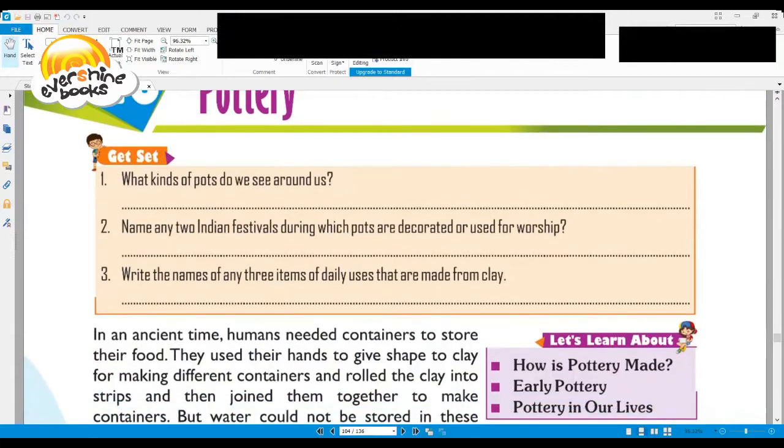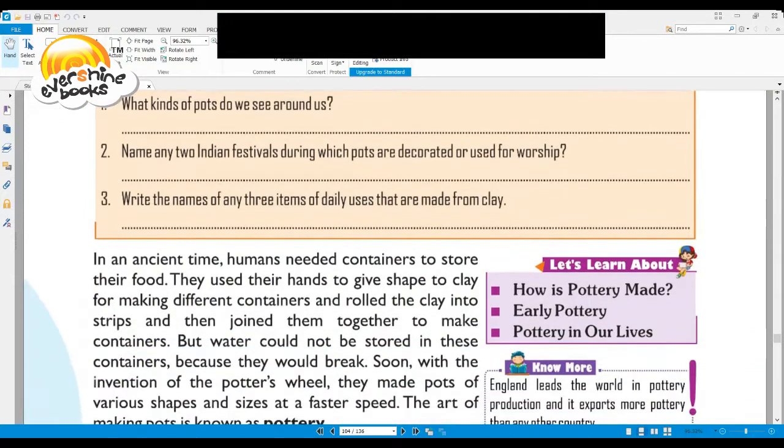What kind of pots do we see around us? Name any two Indian festivals during which pots are decorated or used for worship. Write the names of any three items of daily use that are made from clay. These were your starter questions.